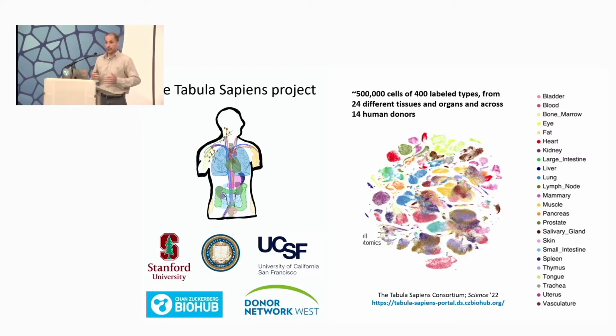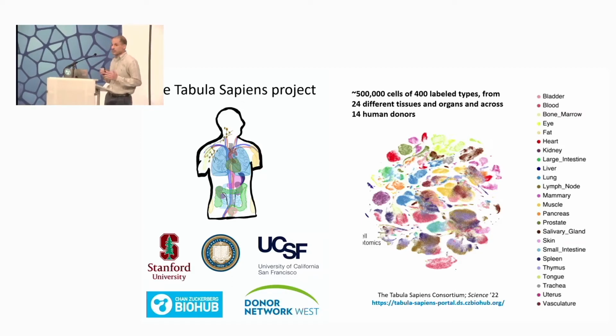So I'm going to focus today on the Tabula Sapiens project that, as Aviv and Sarah mentioned yesterday, had a major release earlier this year. This is a joint effort of many groups in the Bay Area between Stanford, BioHub, UCSF, Donor Network West, and my group at UC Berkeley. It was a large effort, with a draft of the Human Cell Atlas from 14 donors with close to 500,000 cells and 24 different tissues.